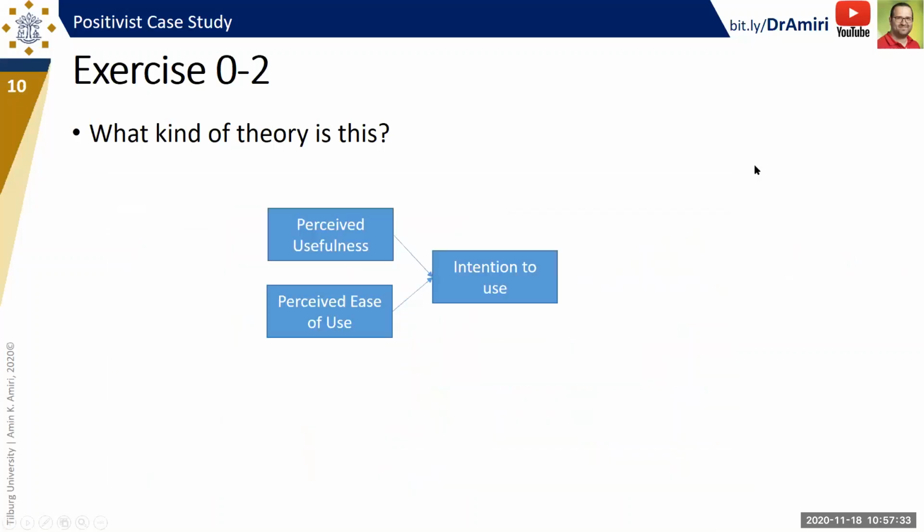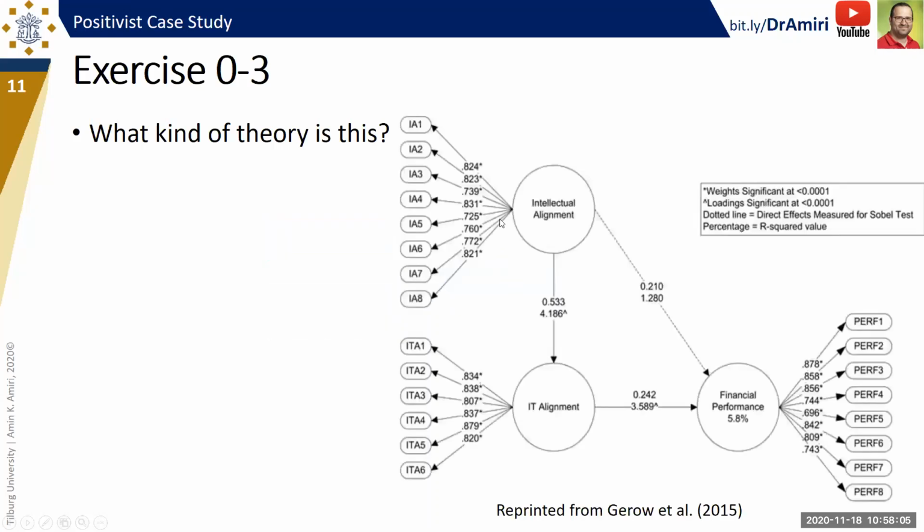How about this one? What kind of theory is this? Exactly. So this is a variance theory because you have constructs that are measurable. You can assign high or low values to these. Perceived usefulness can be high or low. And you would say that increasing this will increase intention to use. Increasing perceived ease of use will increase intention to use the technology.